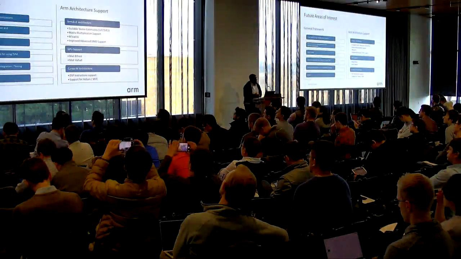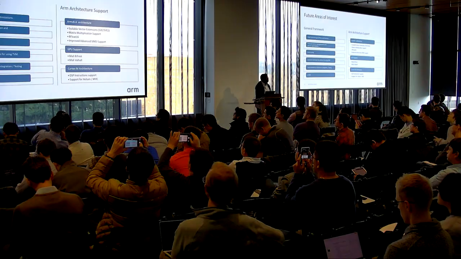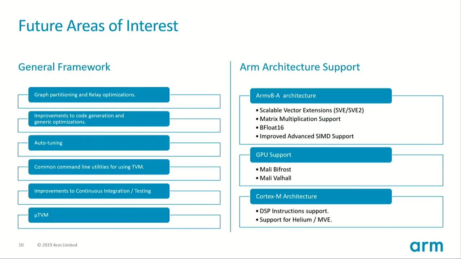In the future, over the next year, these are the areas that we are interested in working on, and we would like to work with anybody and everybody in the community in terms of these areas. The areas are really around graph partitioning and Relay optimizations. We would like to pick up more on that. We would like to improve code generation for our CPUs and essentially use more of the instructions that are available on the CPUs through TVM.